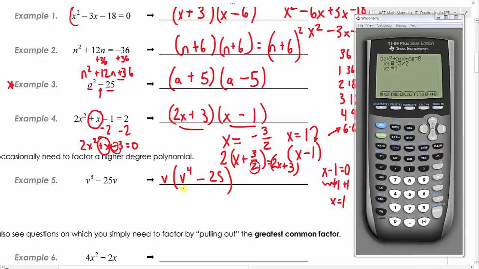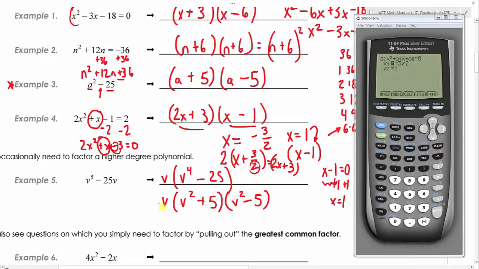And then some of you may recognize that what we have left in parentheses is actually a difference of squares. The square root of v to the fourth is v squared, and the square root of 25 is 5. So we follow that same pattern that we talked about before for difference of squares. We put the square root of the first term in these first positions, we put the square root of the second term in these positions, and then we just have a plus and a minus. So we end up with these. That was not a minus, that was actually a plus. Who put that there?